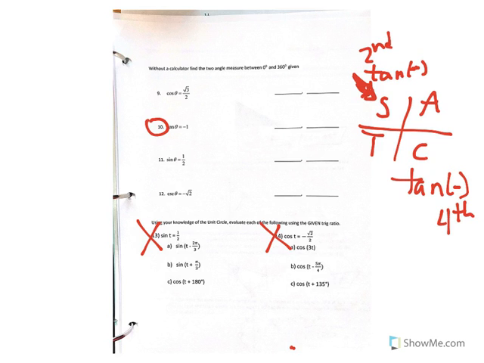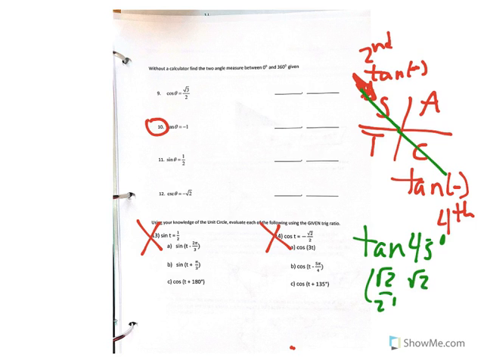Well, the only time tangent can be equal to 1 ever on the unit circle is when you're at a 45-degree angle. Okay? Why? Because we know at those angles right here of 45 degrees, your ordered pair is square root 2 over 2, comma, square root 2 over 2. And when you do y divided by x, that gives you 1 because they're the same.